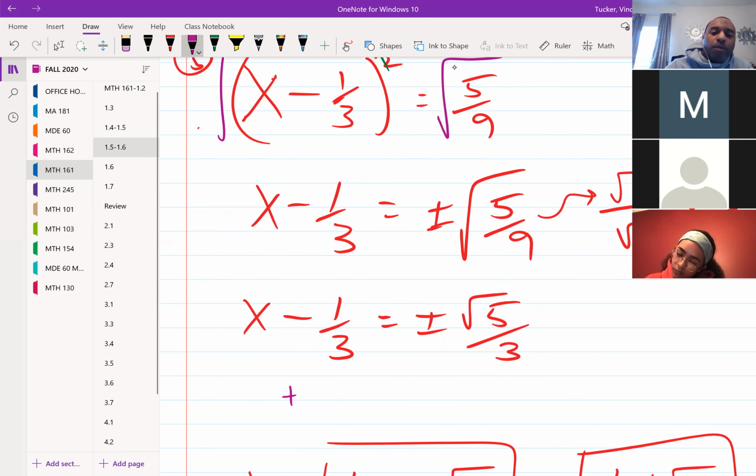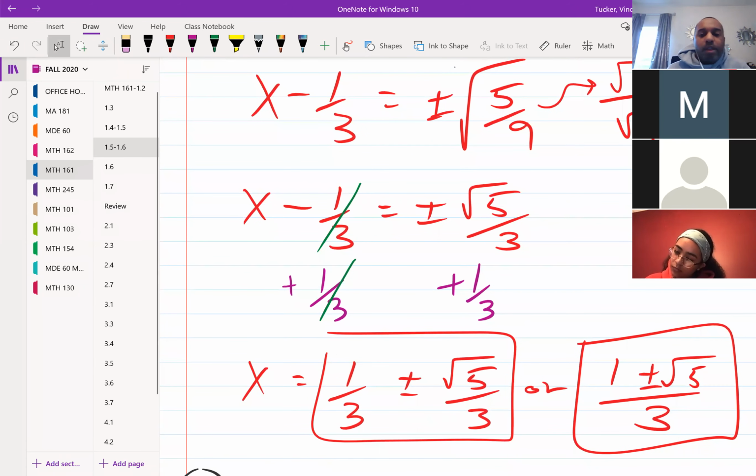And to finish it off, we got plus 1/3 to both sides. And that's 1/3 plus or minus square root of 5/3. Or if you wanted to write it all together, since they have the same denominator, you can write 1 plus or minus square root of 5/3. Now remember, if they were imaginary and real, dealing with complex numbers, we would leave them separate. But this is all real, so it's okay to bring them together or to write them as a whole term.